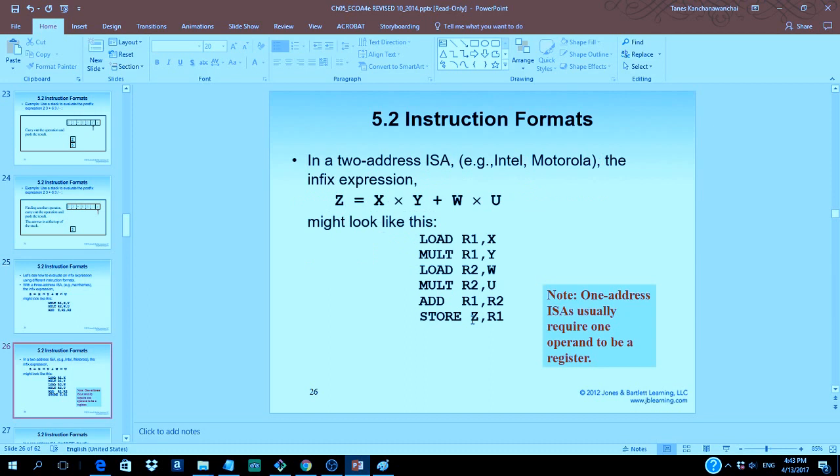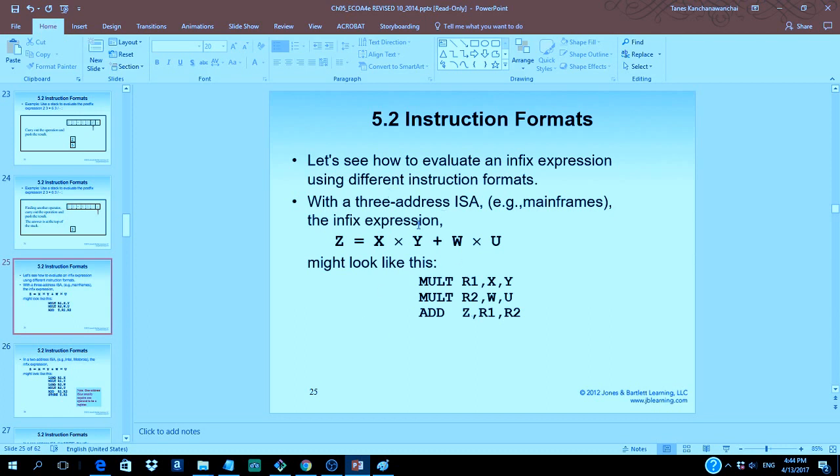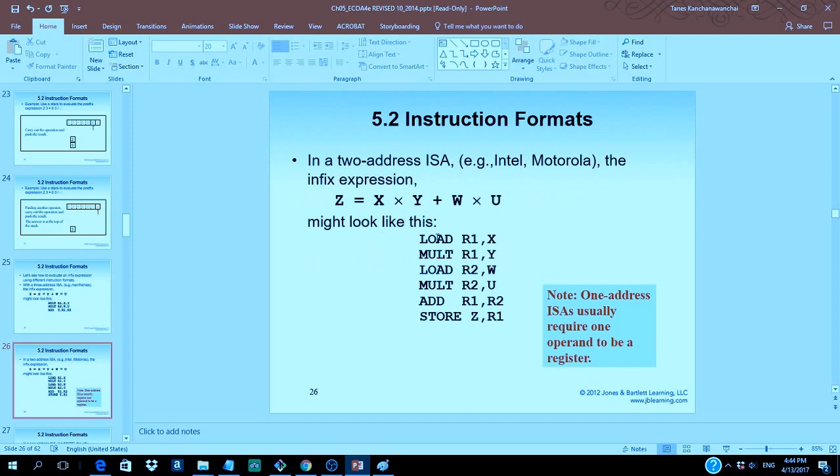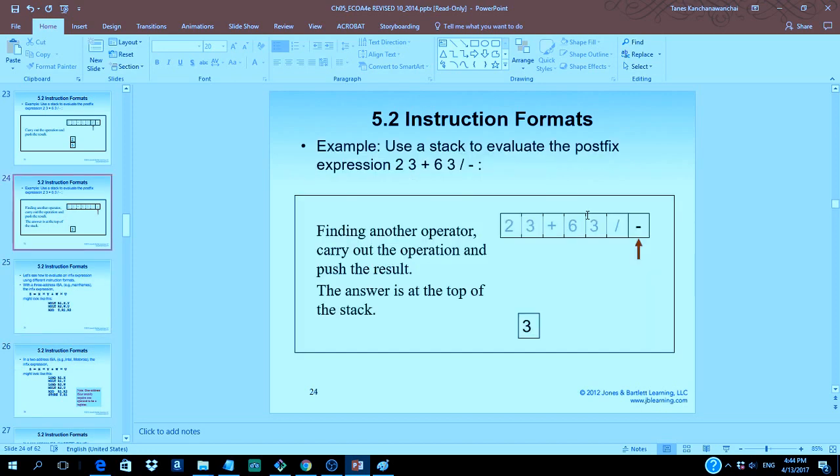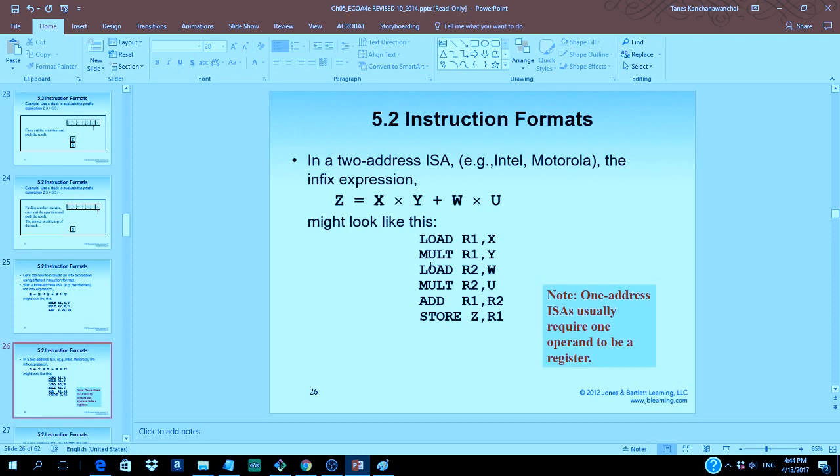Now let's look at the 2 address instruction set architecture. This is the 2 address instruction set architecture used in Intel and Motorola. The other one is used in mainframes. If you have just 2 addresses, then you probably have more lines of code. The one address version is going to be even longer than this.